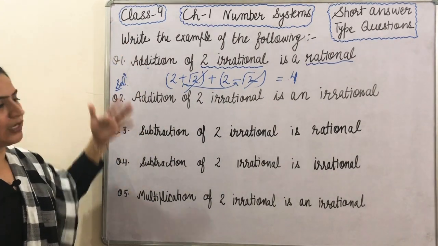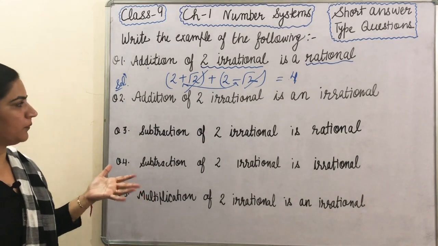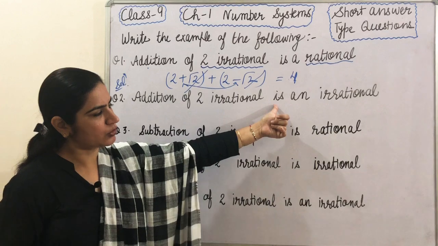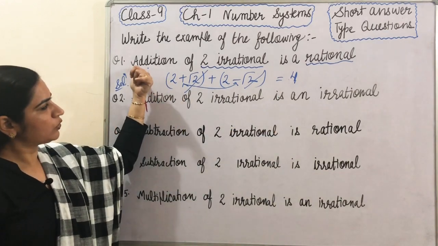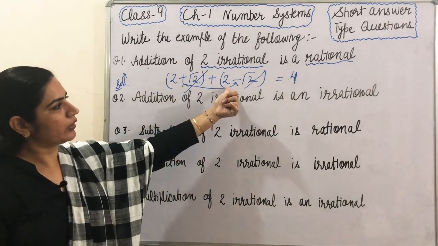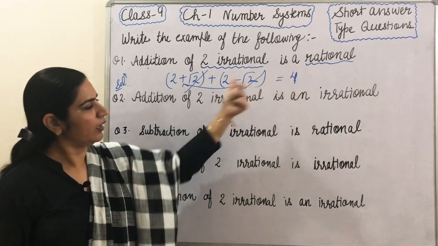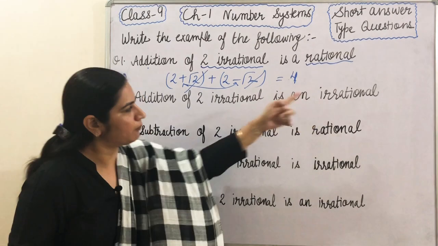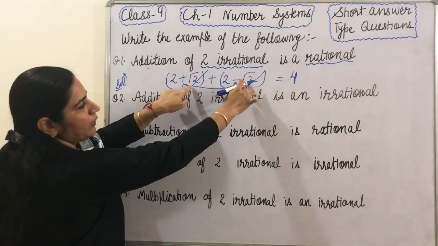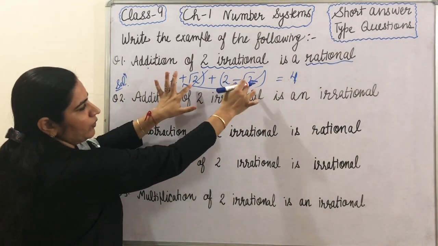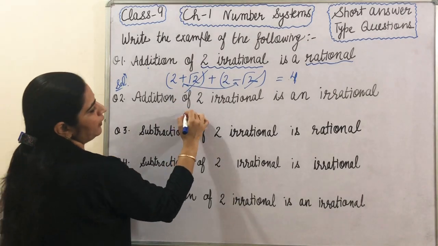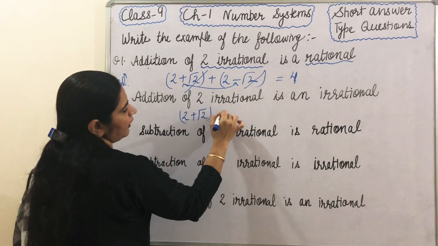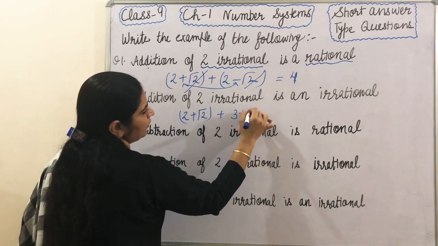Now the next question is also based on property. Here questions 5 to 10 I have taken based on properties. Addition of two irrationals is an irrational number. In the previous question we took the addition of two irrationals to be rational, and here the addition of two irrationals is an irrational number. Now this irrational number is required, so I can take any numbers. Suppose here I have taken 2 plus root 2 and the other number I have taken as 3 plus root 2.